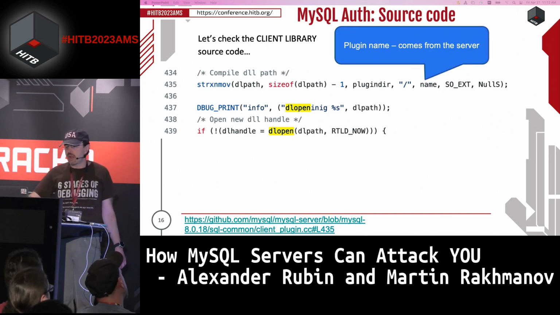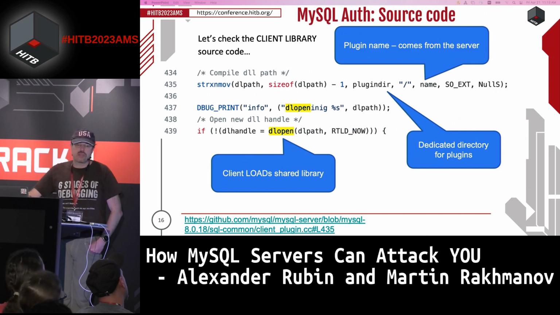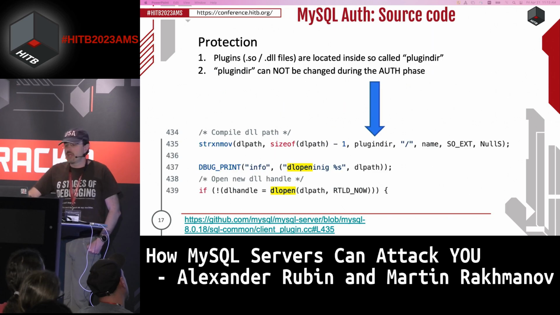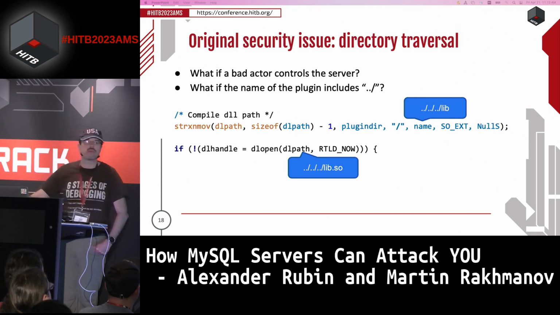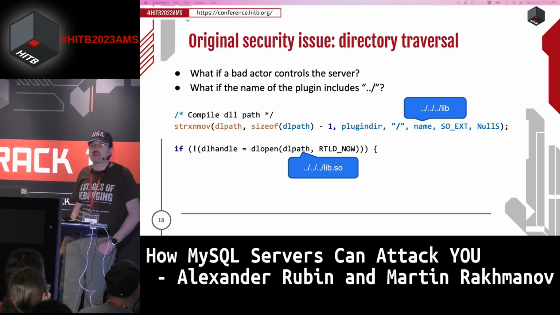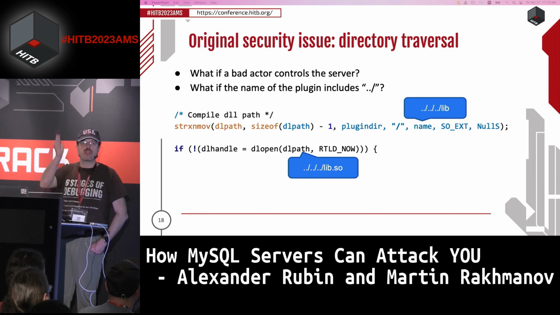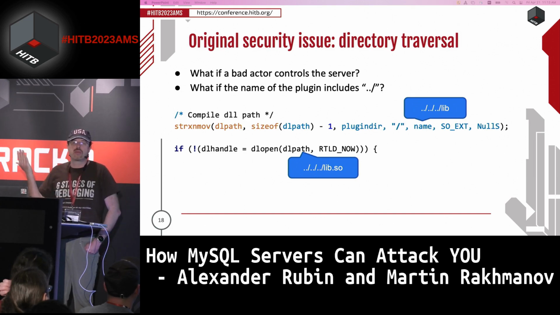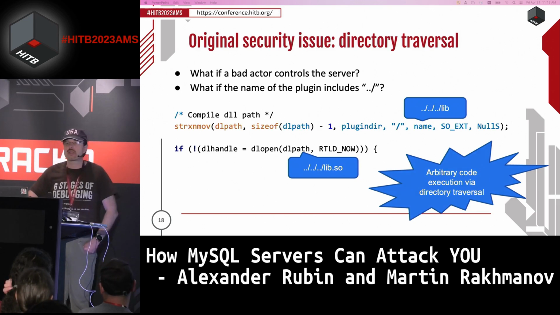So this is pretty interesting. This is the plugin name that comes from the server. This is the directory where the plugins are located on the client. And this will do just dlopen. Right? So there are some protections. The plugins should be located in the plugin_dir directory. And this plugin_dir cannot be changed during the auth phase. But we can do a directory traversal. So we can just specify whatever plugin name the client will be loading. So a server will push the name and the client will just load the plugin, the shared library. That's so easy, right? So that actually means that there's an arbitrary code execution via directory traversal.